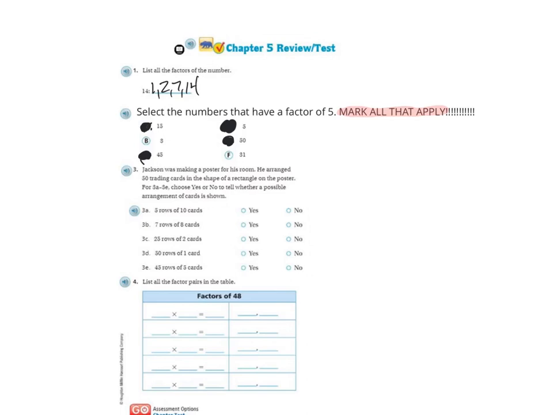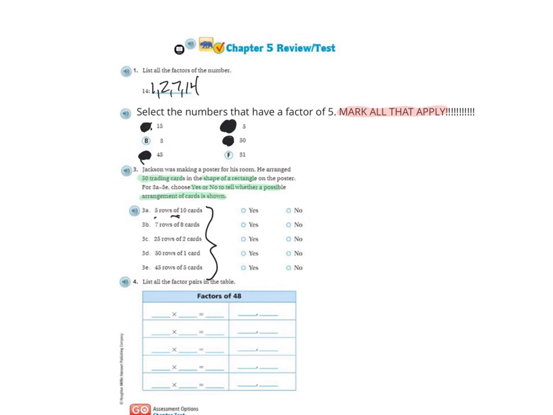Now 3 has many different parts here, and you know me, I love to highlight. I'm going to highlight the information that I care about, and cross out the information I don't really care about. 50 trading cards. I guess I care that it's a rectangle. And then yes or no, whether a possible arrangement of cards is showing. We can do this 2 different ways. We can draw arrays, we can factor out, or we can just do the multiplication. The quickest and most logical way, I think, is just to take these and multiply them.